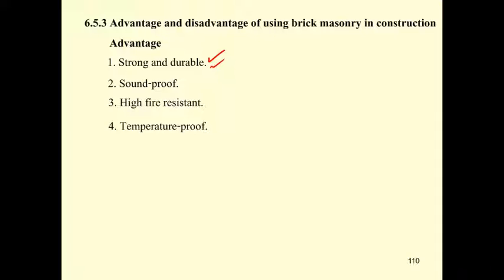Okay, so finally we arrive at the advantages and disadvantages of using brick masonry in construction. There are a lot of advantages of using brick. The first one is that it is strong and durable. The brick is kind of like stone and ceramic. It can take a lot of force and it can withstand a lot of weathering. It's soundproof because it's kind of stone again, so the sound from one room will not penetrate to another room. It's highly fire resistant due to the ability of ceramics.